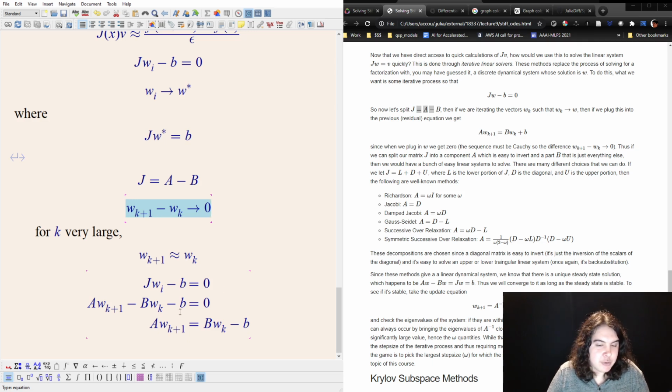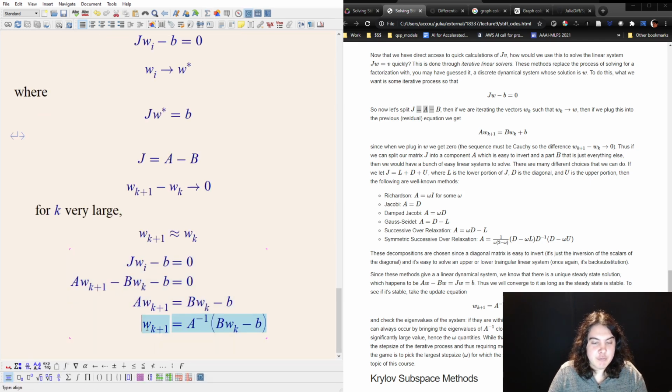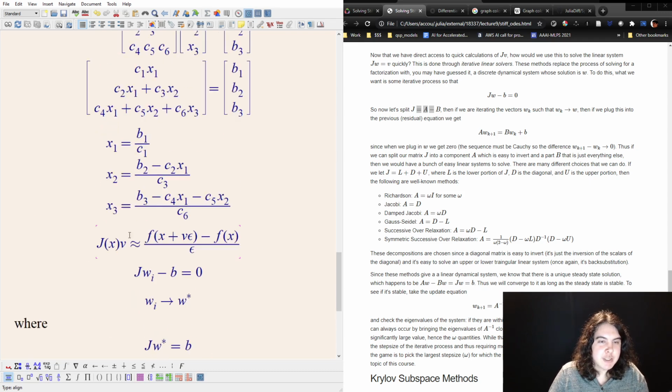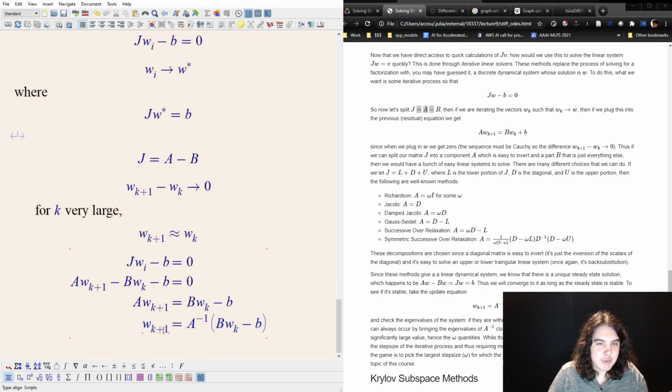Now you can't do this loop yet because you have A here, right? So you do need to be able to invert A. So that means that our iterations are going to be w_{k+1} equals A inverse times this, right? Now this is an iterative method, but it requires that you calculate the inverse of a matrix, which is exactly what we didn't want to do before, right? So why is this different?